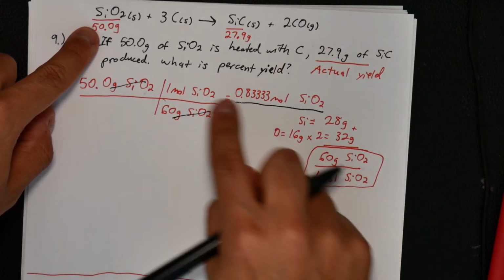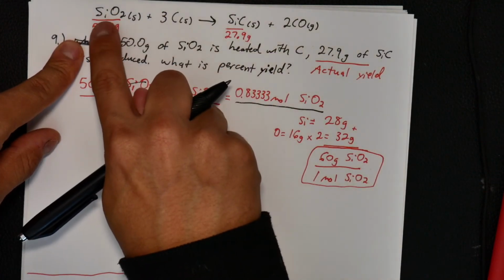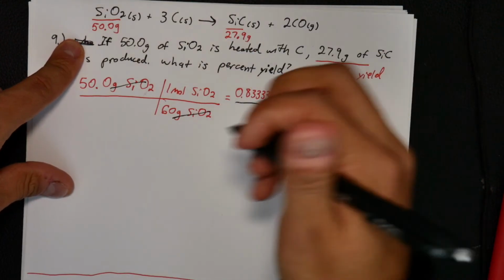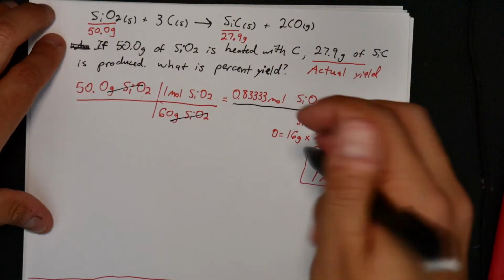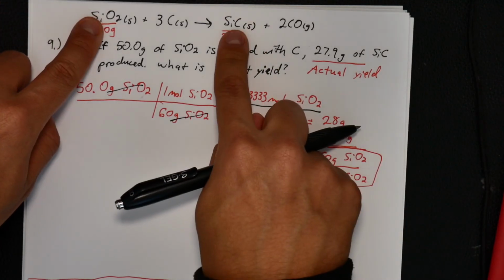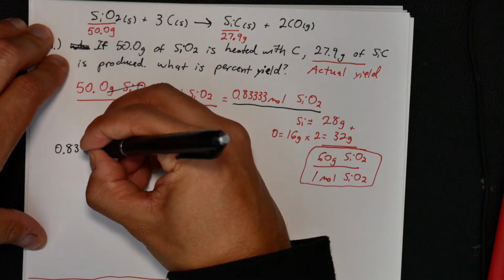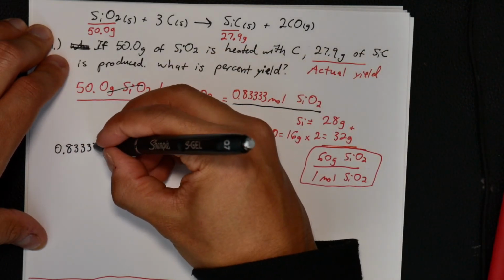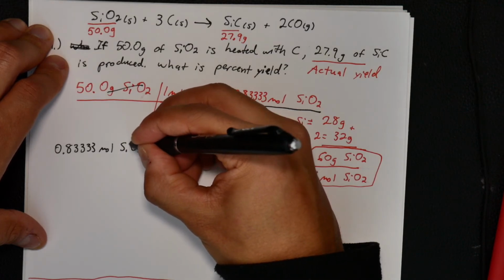Now we want to figure out how much of this material can we make. So we're going to go from moles of this material to moles of this material. Step 2, just like in the previous ones, is moles of one material to moles of another. To do that, and I don't know why I keep switching colors, it just sometimes helps me to see which numbers I'm working with. So we have this many moles of silicon dioxide.